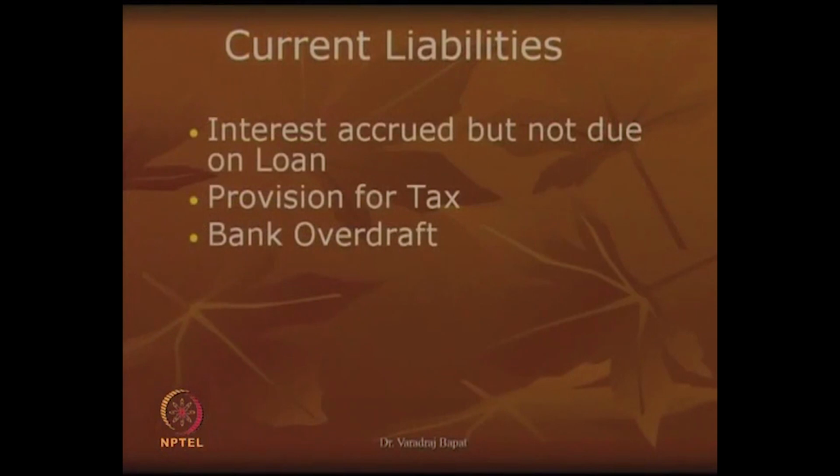There is also a facility from the bank to get an overdraft. For example, if I deposit in the bank 10,000 rupees, normally I can only withdraw 10,000. But sometimes the bank gives a special facility that though I have deposited 10,000, let us say I can withdraw 15,000. That extra 5,000 which I have withdrawn is known as bank overdraft. I have to repay it to the bank within a short period. So it is an example of a current liability.